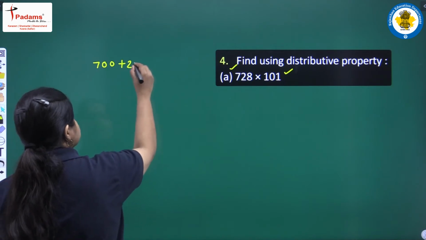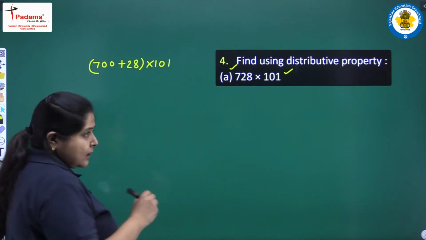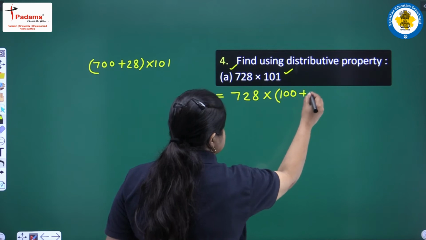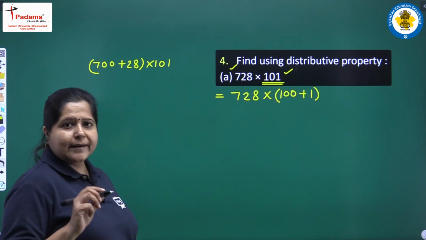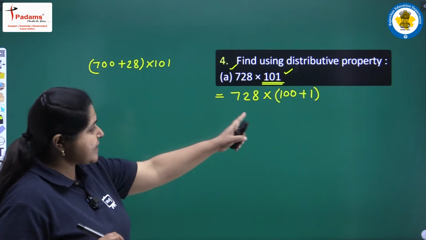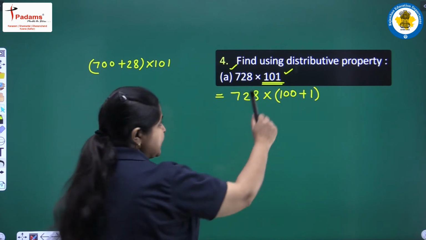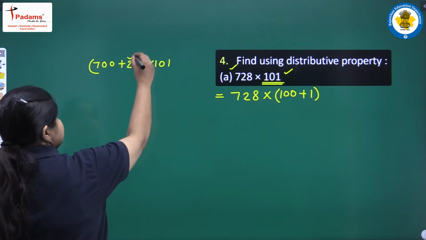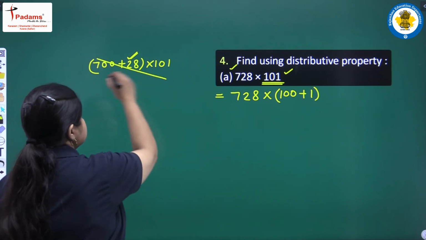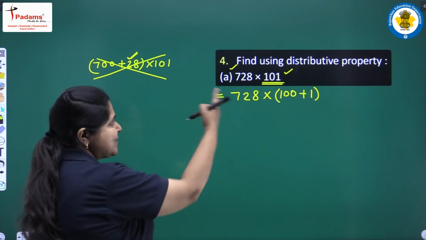728 can be broken up as 700 plus 28, and then we can write it as 101. Or we can break this number as 100 plus 1. This 101 we have written as 100 plus 1. Now you can easily examine the two questions. Which one is easy to deal with? Obviously, this one is easy to solve. Why? Because it's always easy to multiply by 100 and it's always easy to multiply by 1. Whereas this number 28 is a bigger one and it's difficult to multiply this number by 28. So, we will not break in this manner, we will take up this one. We need to decide which number should be broken up first and it's 101 here.